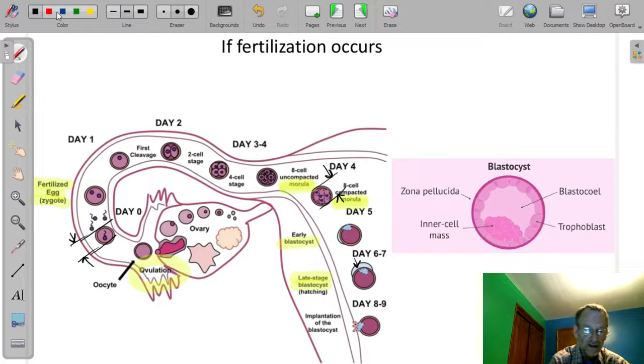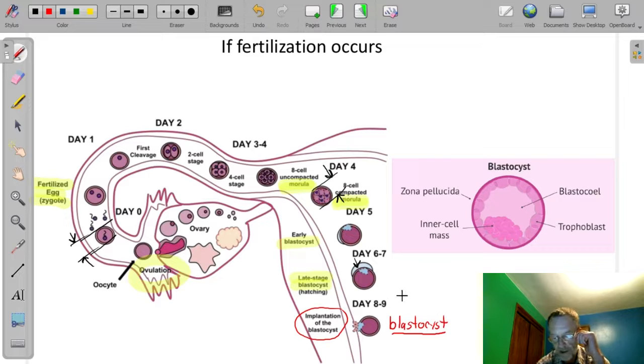The blastocyst then implants in the uterine lining. So this is the blastocyst. So we're going to talk about that a little bit. So here's an enlargement of a blastocyst.